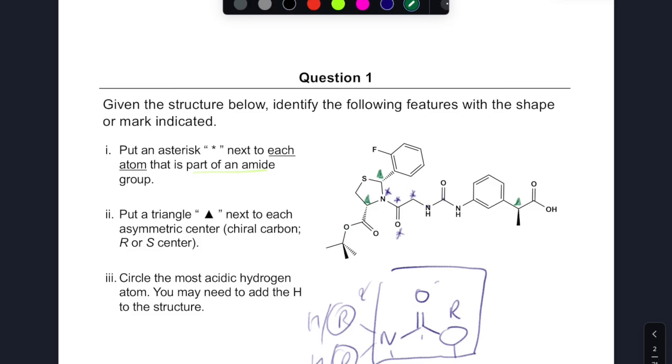And then circle the most acidic hydrogen in the molecule. That is simply this OH, this carboxylic acid. It's not these NHs or any other part of this molecule.